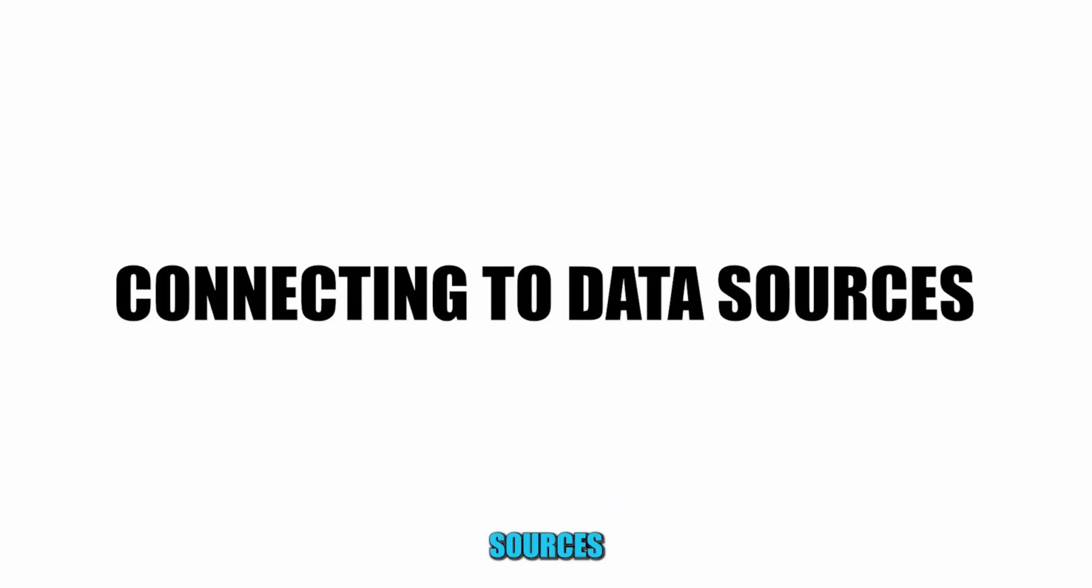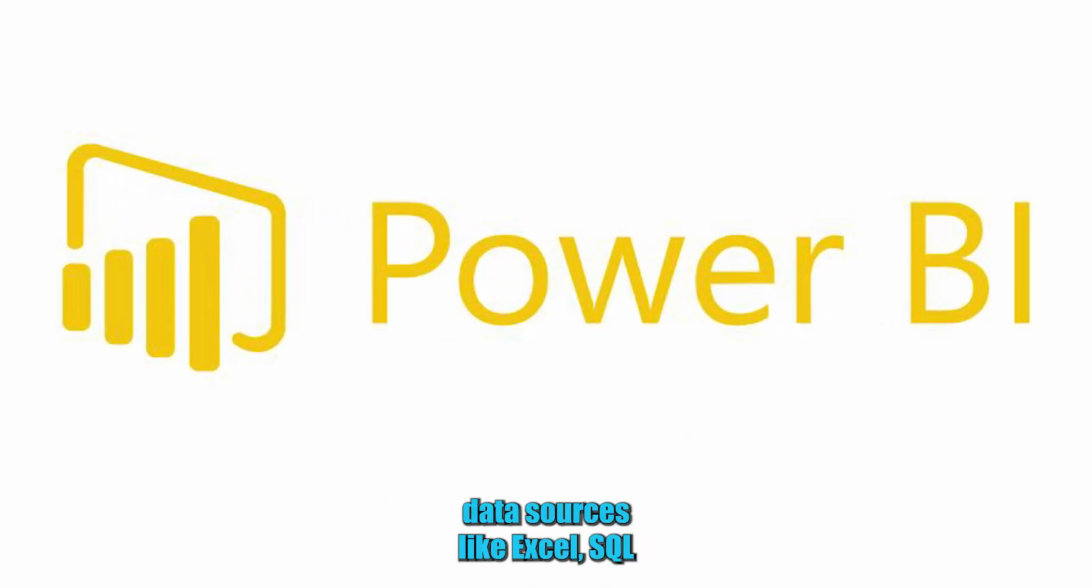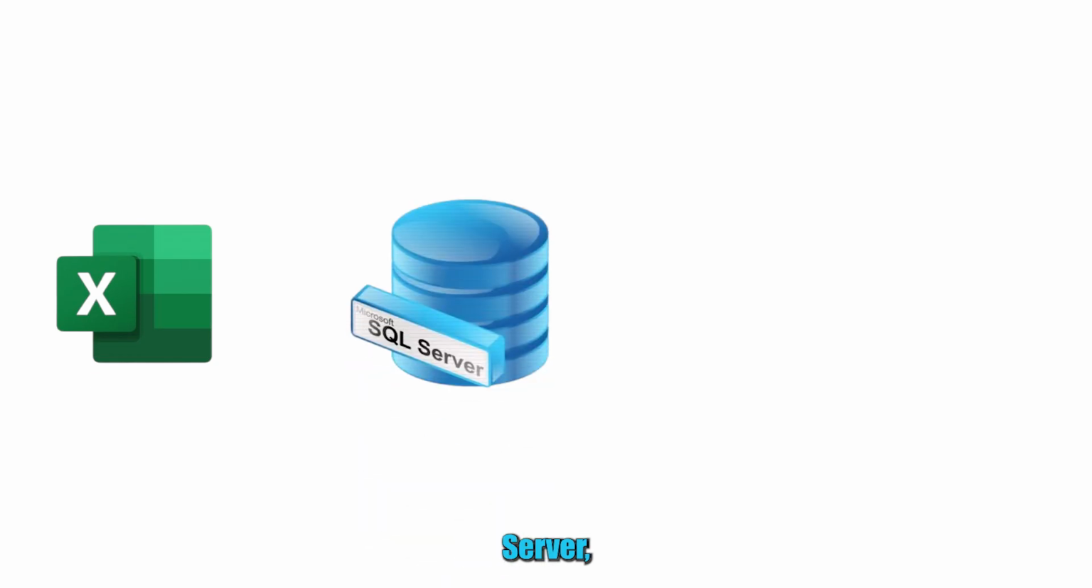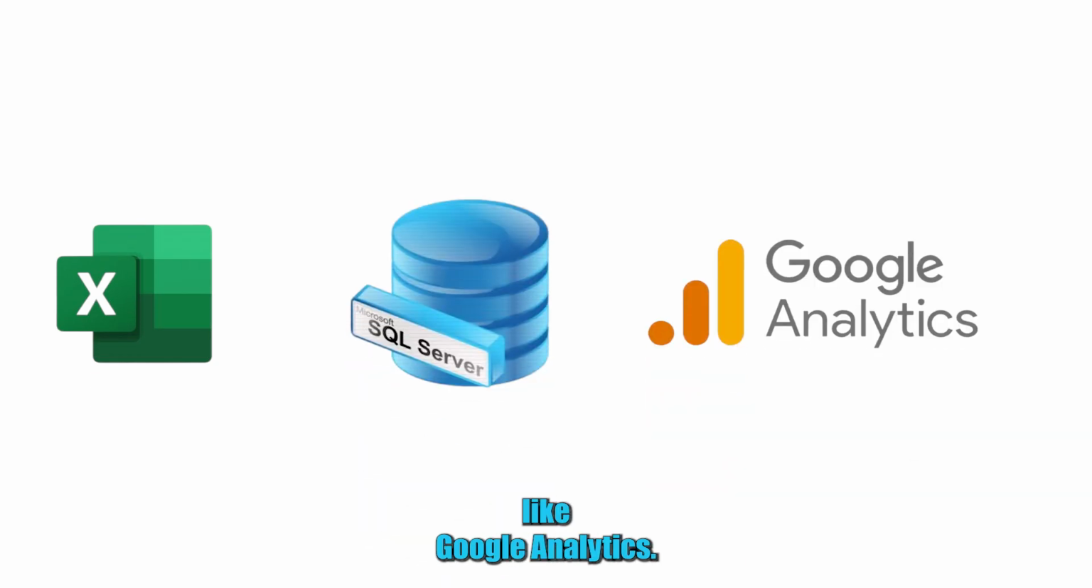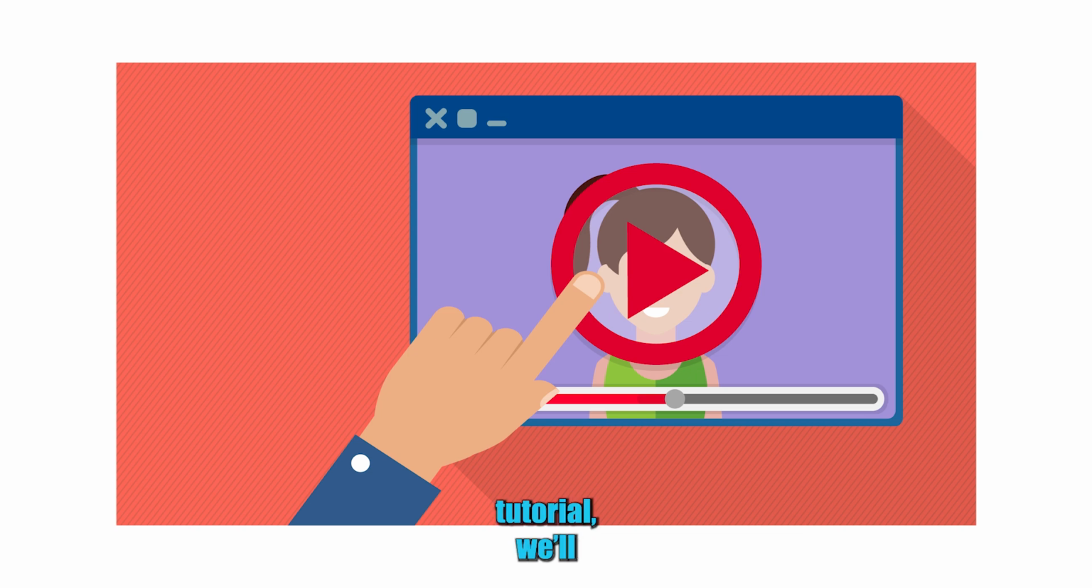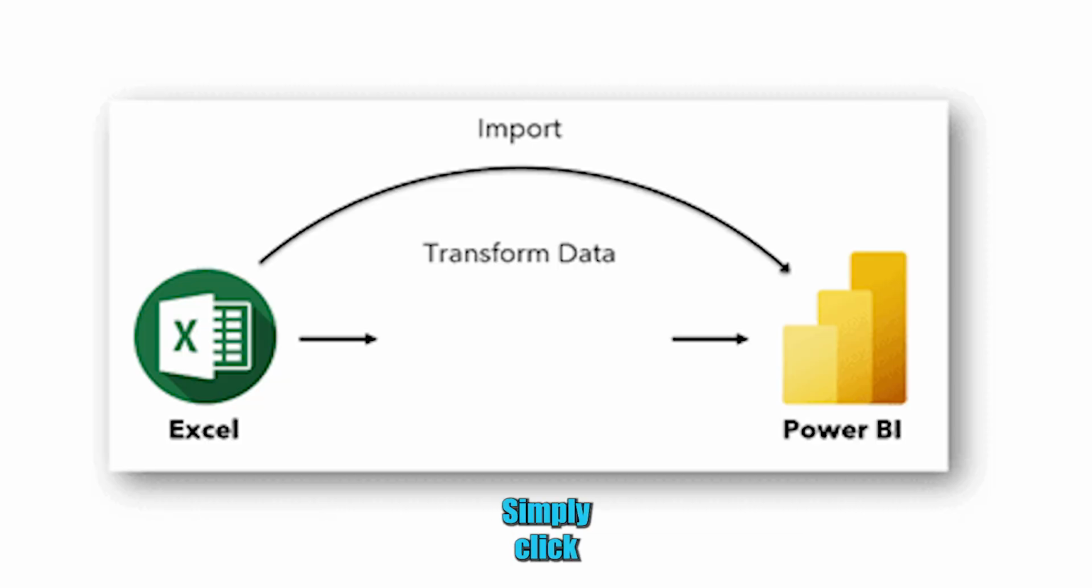Connecting to data sources. Next up, connecting to your data. Power BI supports a wide range of data sources like Excel, SQL Server, and even online sources like Google Analytics. For this tutorial, we'll connect to an Excel file. Simply click on Get Data, select your file, and import it.